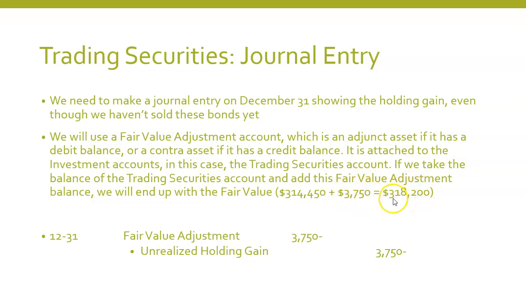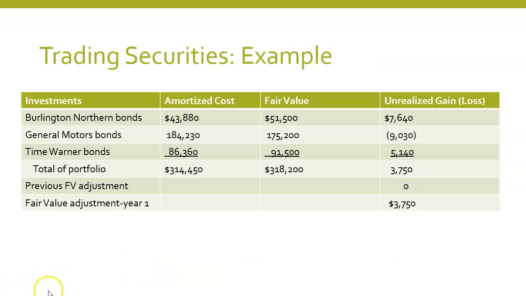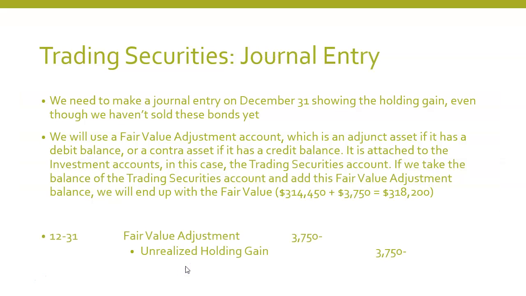And that gives us this 314,450 plus the 3,750 gives us 318,200, which is equal to the total of the fair market value on that day of December 31st. So the 314,450 is already on the books. So we just need to deal with this 3,750 to put a journal entry in. So that's dated December 31st.